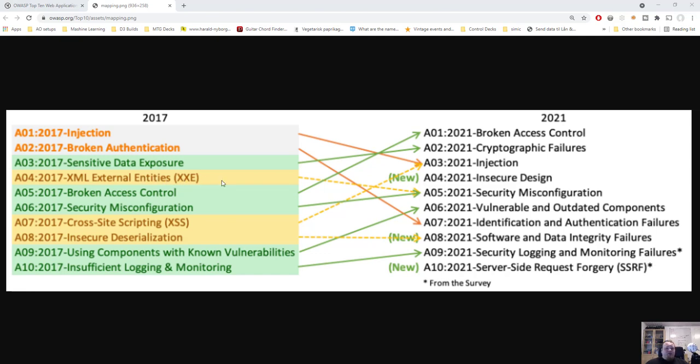The XML external entities moved down and is now a part of security misconfiguration, because security misconfiguration from the old A6 and the old A4 now moved together as a joint thing called security misconfiguration. I think this says it all. It's not as bad as before, but it moves up a bit.